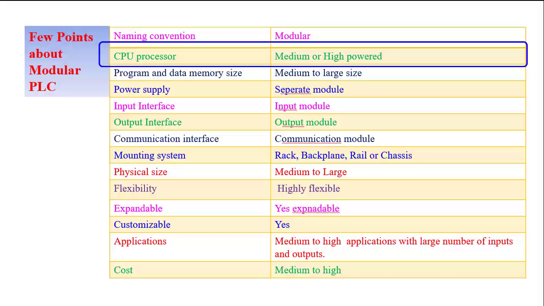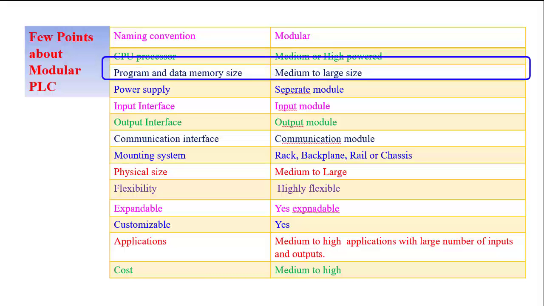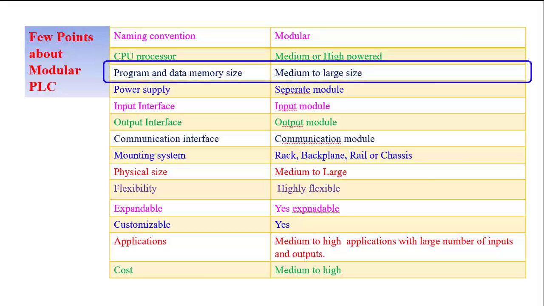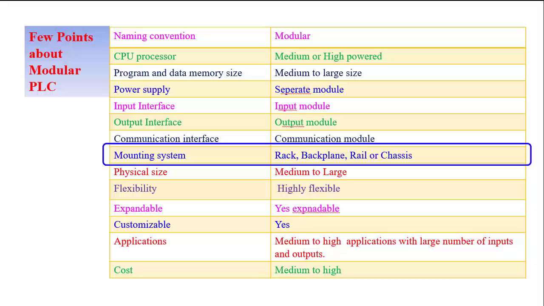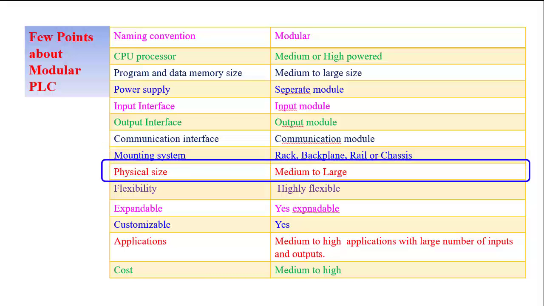It has a higher or medium powered CPU, having medium or large size program and data memory. The power supply module, input interface module, output interface module, and communication module are all separate modules. The mounting system consists of rack, backplane, rail or chassis. The physical size of this type of PLC is medium to large.